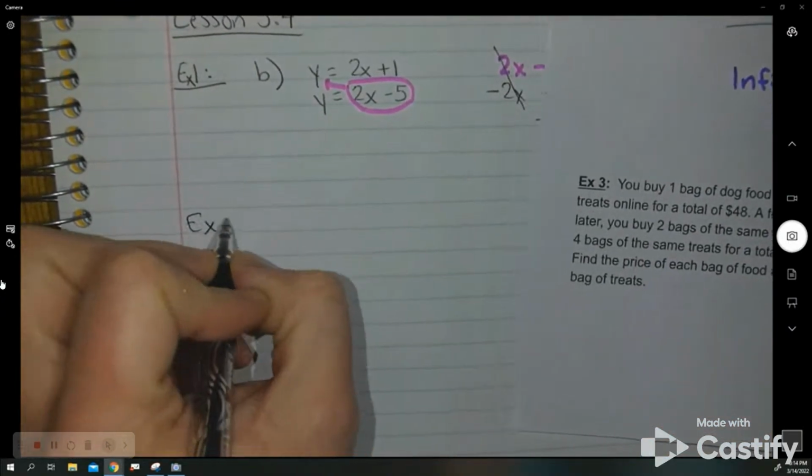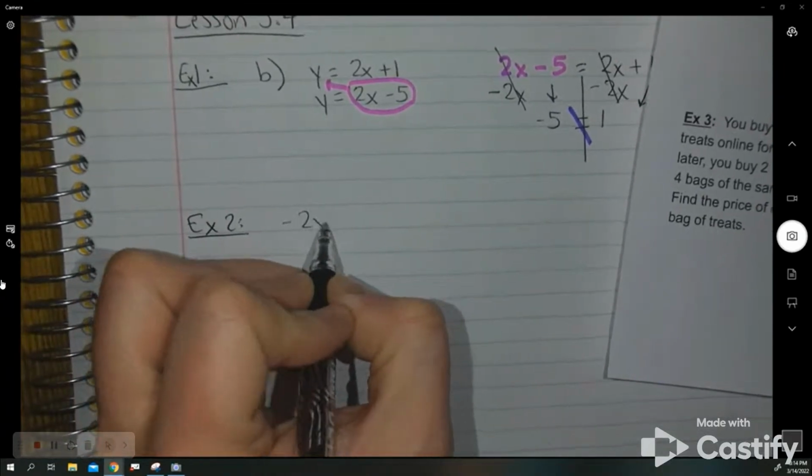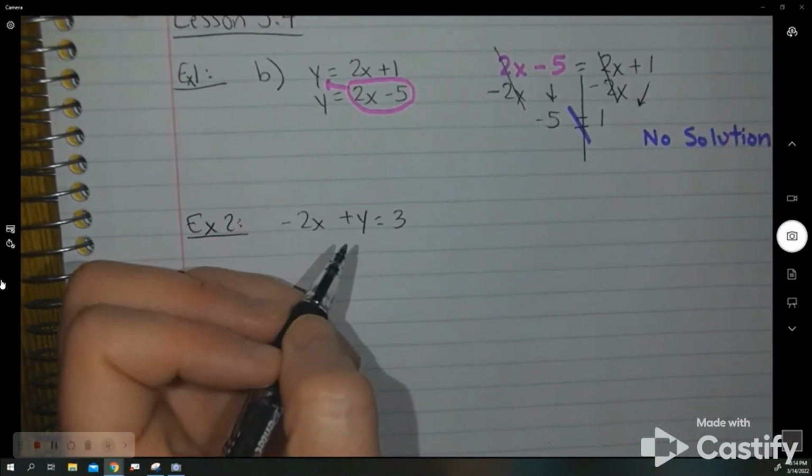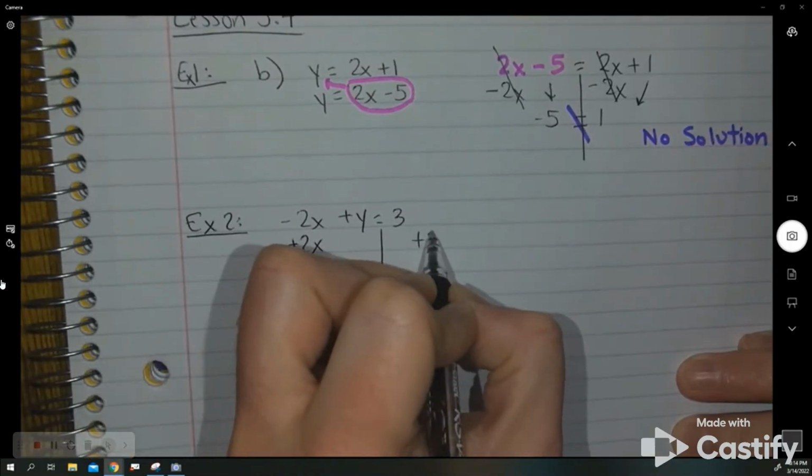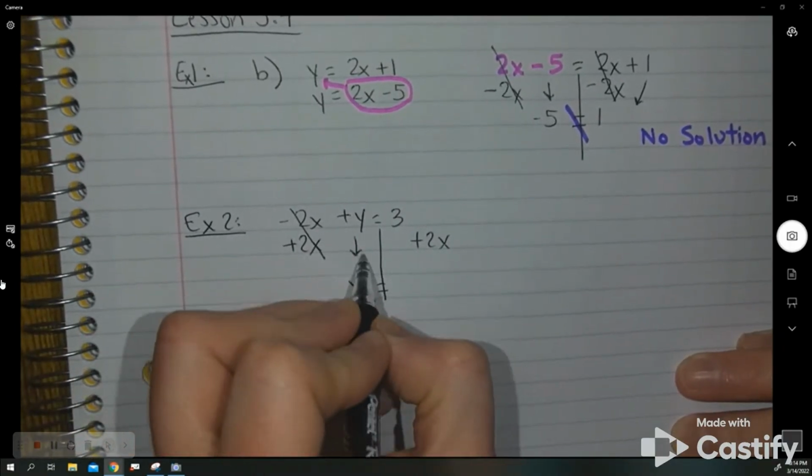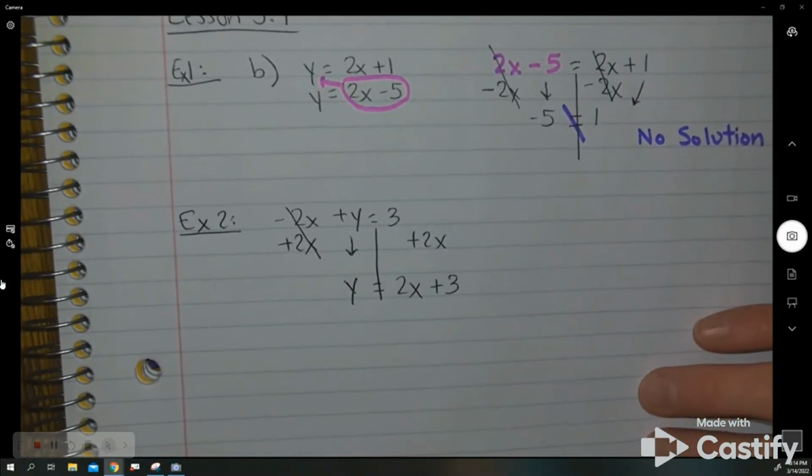So let's look at this. Example 2. We have -2x plus y equals 3. So if I'm solving for y, I'm going to add 2x to both sides. I have y equals 2x plus 3. I just put it in slope-intercept form right there.